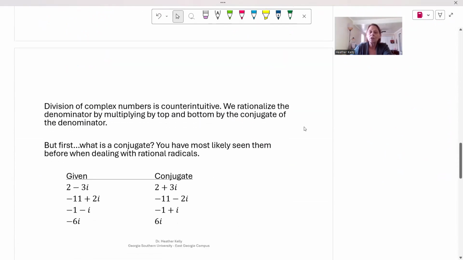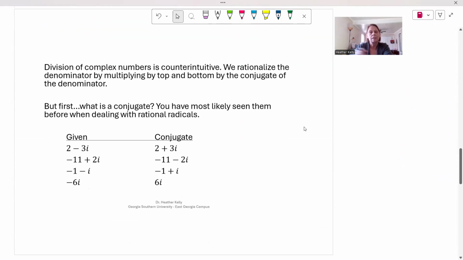All right, now division on the other hand is counterintuitive. It's not like you would think. When you do division, you are actually going to rationalize the denominator, similar to what you would do with radical expressions. Like when you had a radical in a denominator, you can't leave it like that. You'd have to put it in the top by rationalizing it.